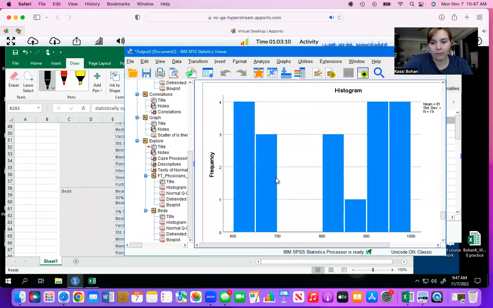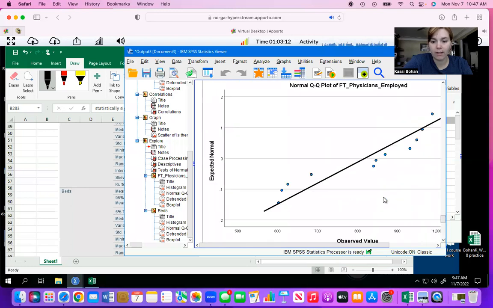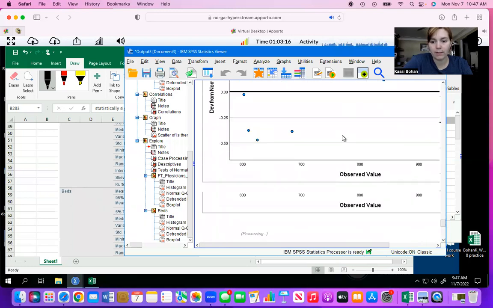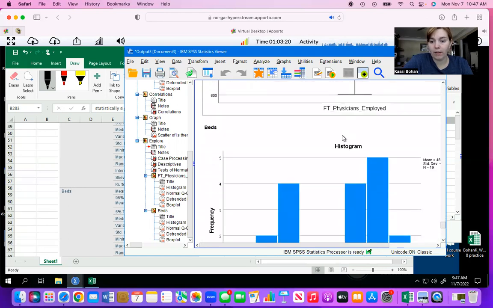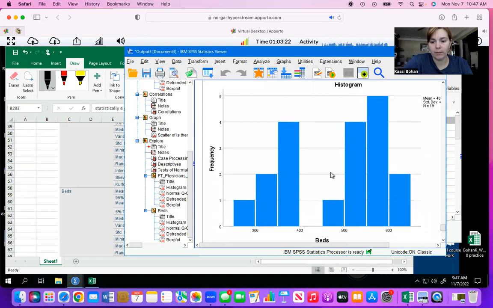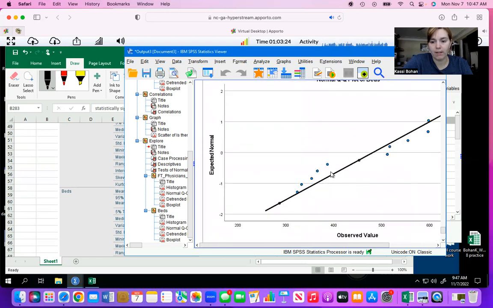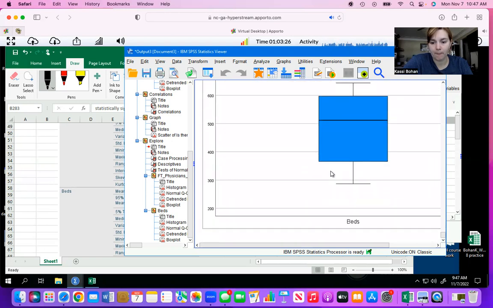You can see our information, the histograms, the plots, my box plot, which appeared to have no outliers, and the histogram and plots for the beds.